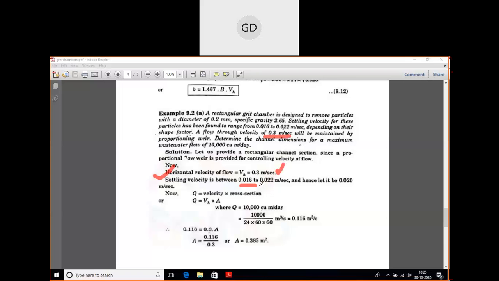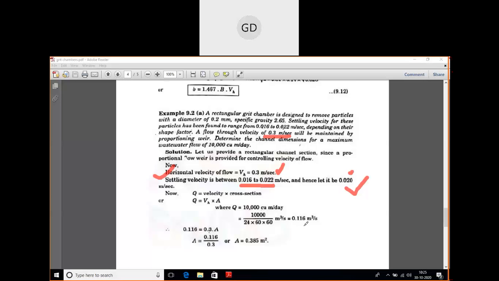Settling velocity is also given as a range, between 0.016 and 0.022 meter per second, but you need to choose any one value between these two, because we have to proceed using that one value. In the book they have considered it to be 0.020. You can assume it to be 0.018 also, or 0.019, it doesn't matter, since it is a design problem. In this range you can choose any one value. They have chosen 0.020. Now we need to find out the area.